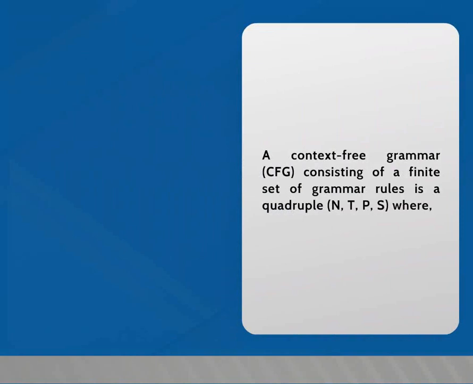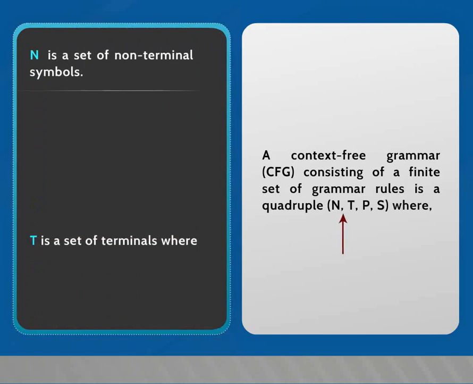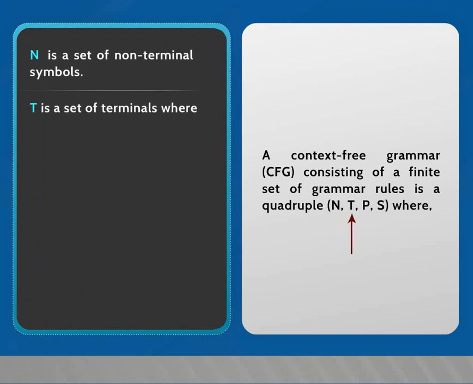A context-free grammar, that is CFG, consisting of a finite set of grammar rules, is a quadruple, that is N, T, P, S, where N is a set of non-terminal symbols. T is a set of terminals, where N intersection T is equal to null. P is a set of rules.